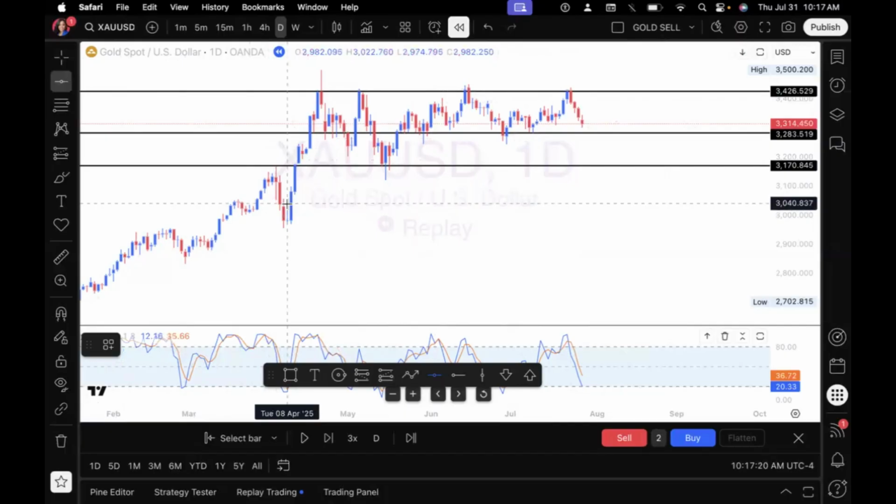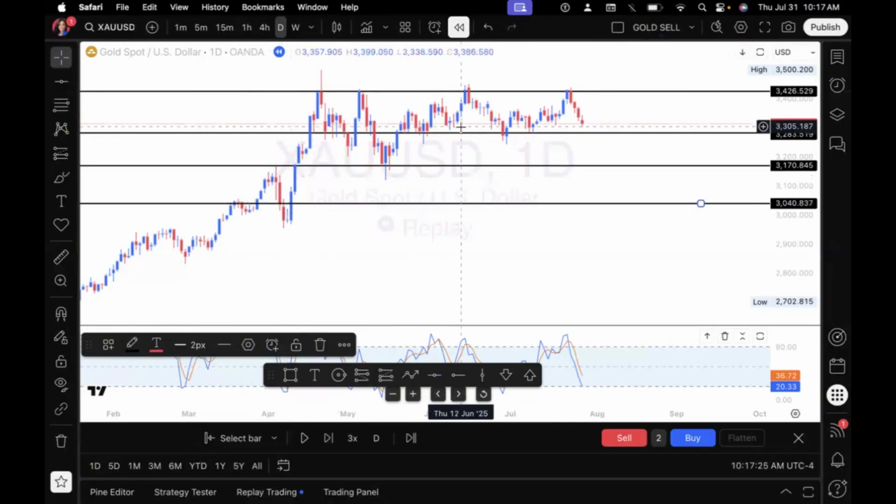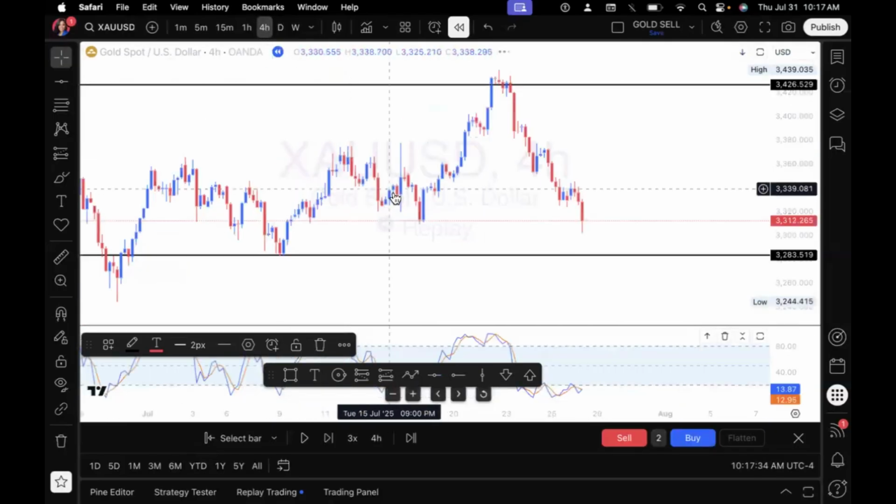I'm sorry, if we are selling, the market is going to be going back down to those areas of support. And if we are buying, the market is trying to go back to those areas of resistance.